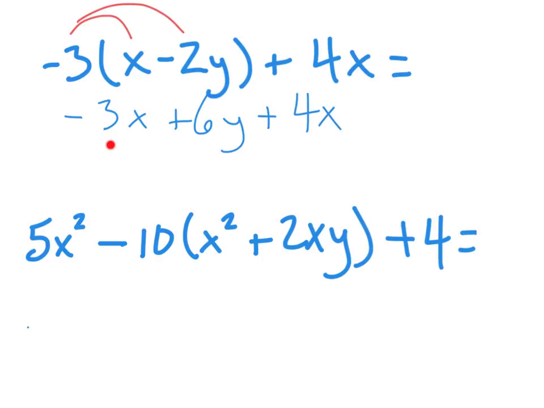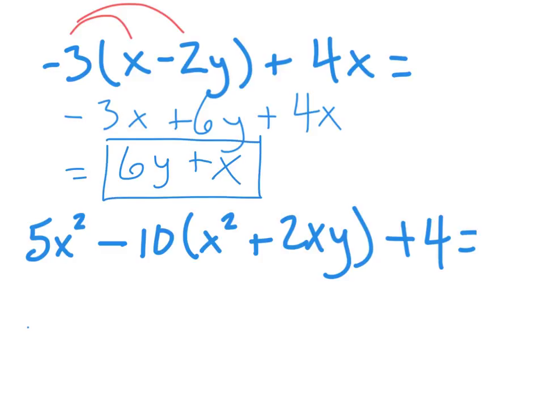So the only other thing I see we can do is take our x's and combine them with each other, right? These are the like terms. So we have a negative 3 and a positive 4. Negative 3 plus 4 is going to give us just 1. So remember, we don't have to write the 1, so I'm just going to call this 6y plus x. Okay, that is our answer.